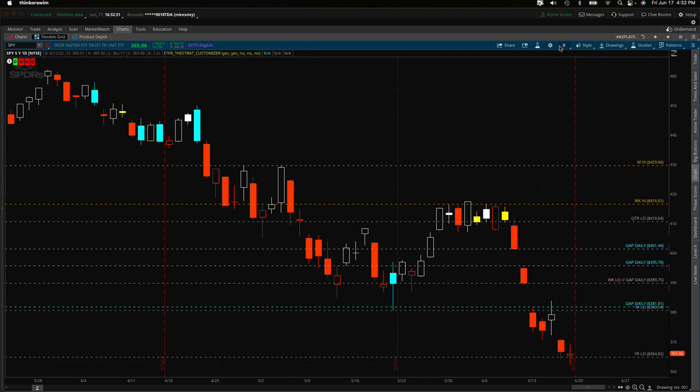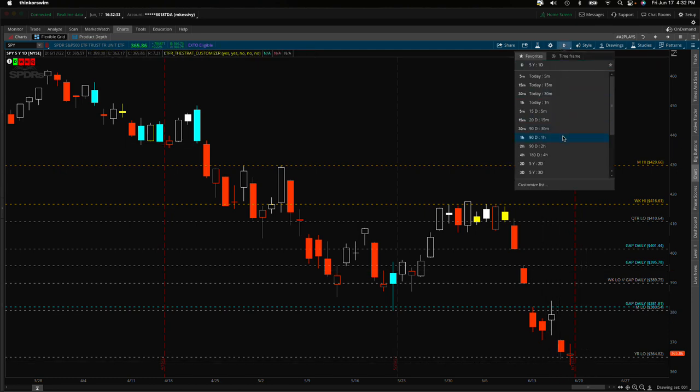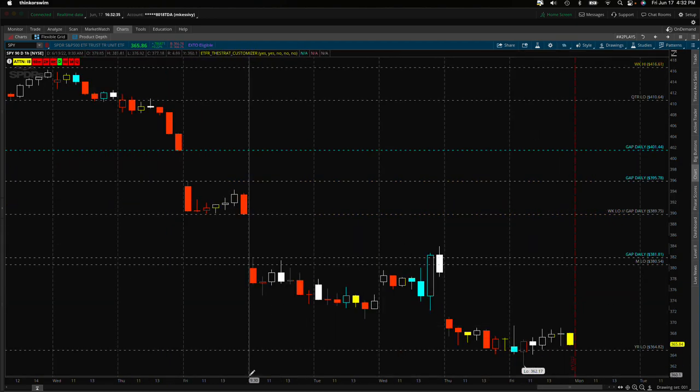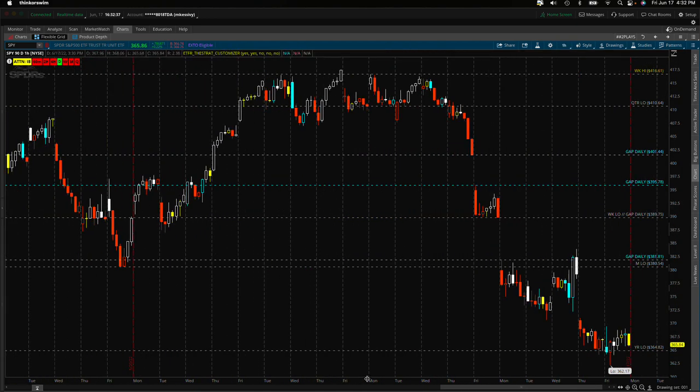Next, I'm going to go to the hourly time frame, the 1 hour. And with the 1 hour, these dots that are going down vertically represent different days. So this is Friday, this is Monday, this is Tuesday between these two lines, this is Wednesday, this is Thursday, this is Friday.